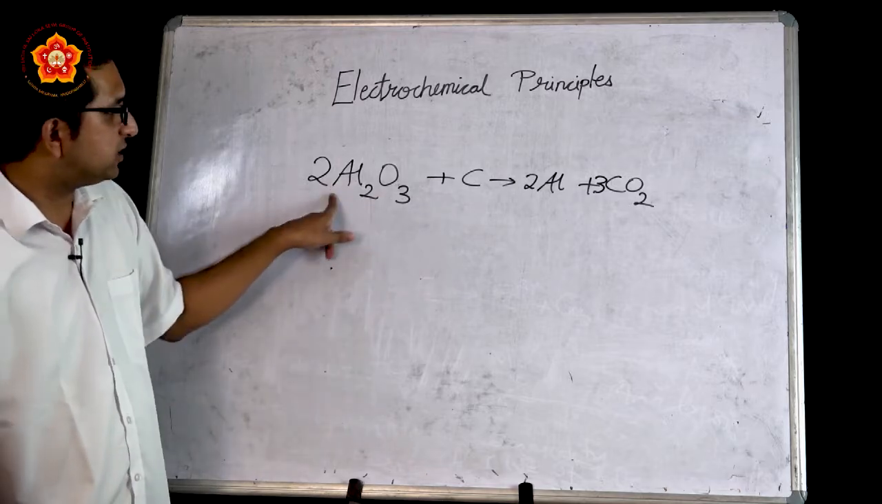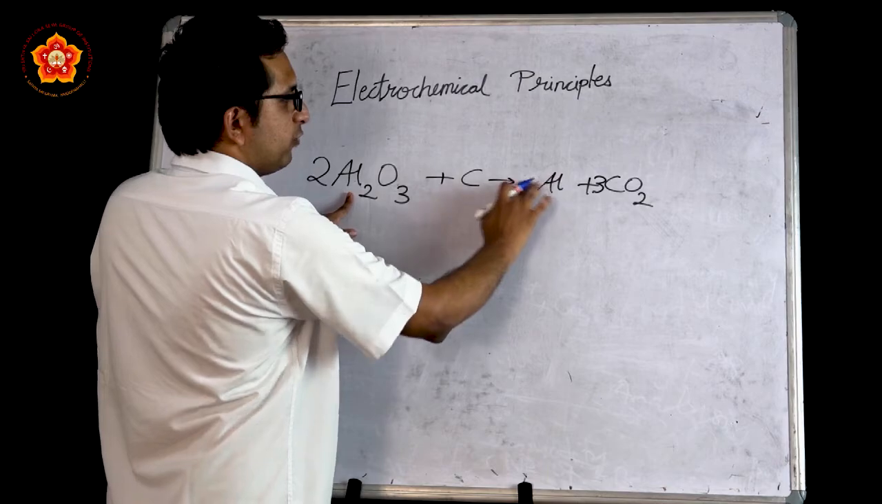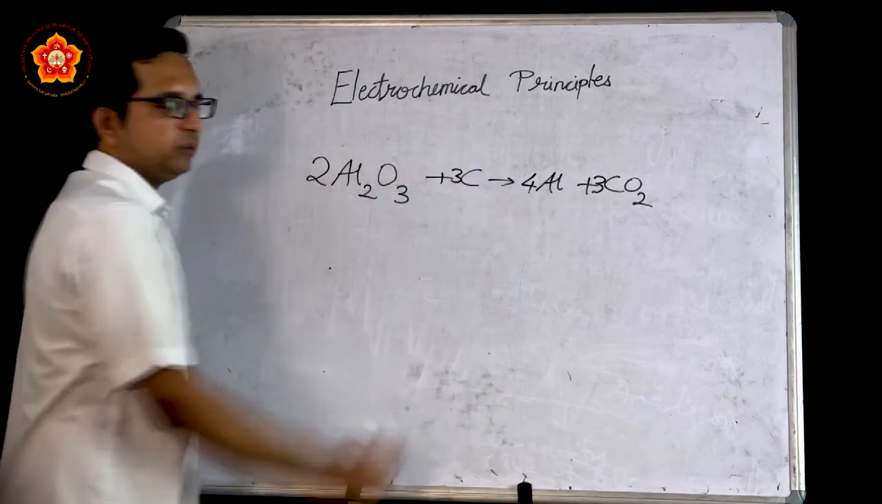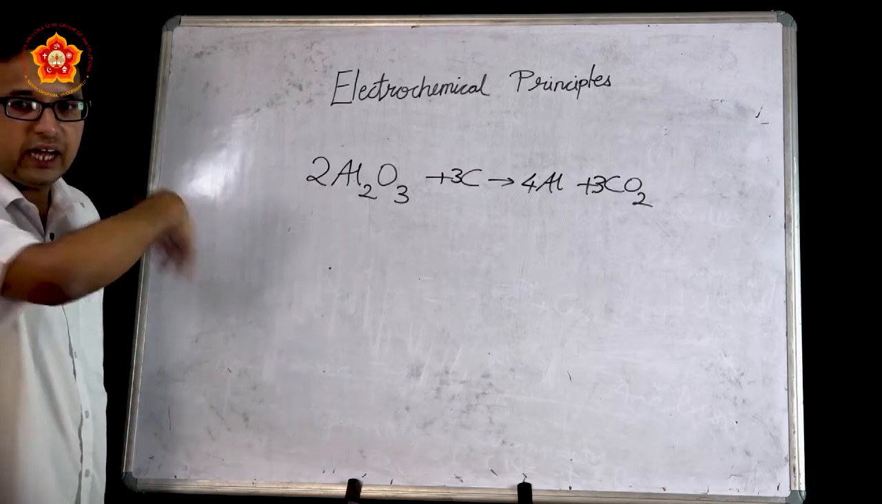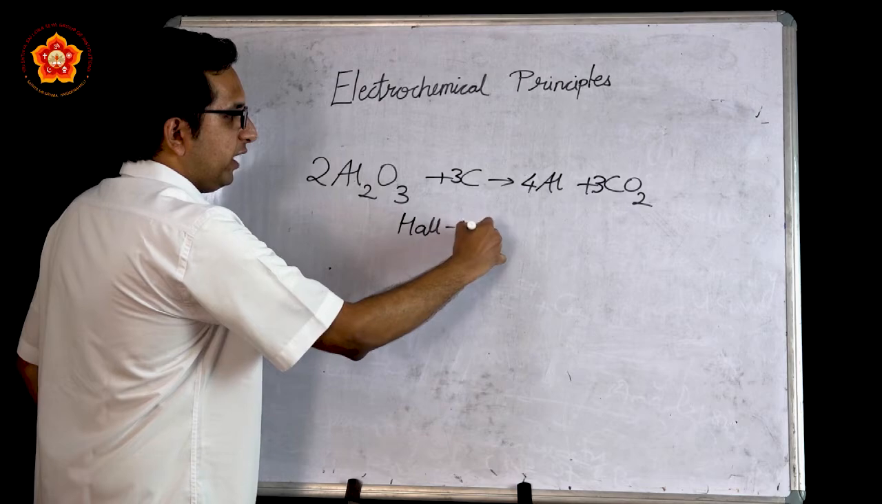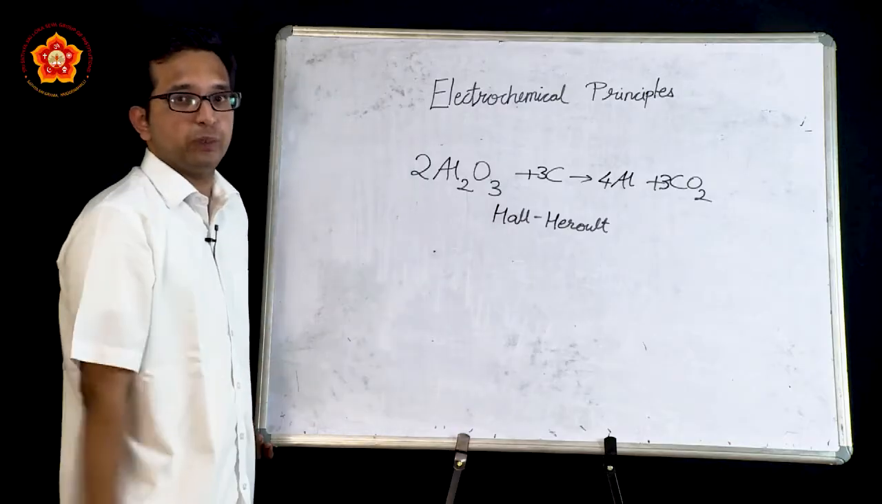But then we need to balance the aluminum here. In total it is 4 aluminum, so we have to bring it back. And carbon here should be balanced with the 3 carbons that are present. This entire process we call the Hall-Héroult process. So these were the 2 scientists who worked on this method.